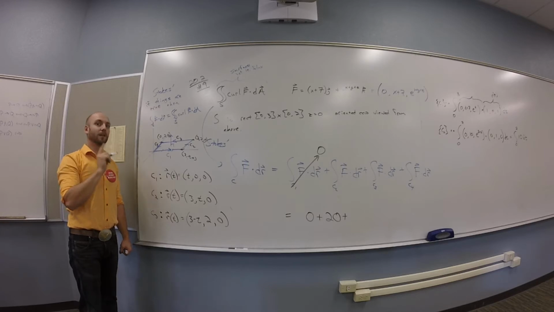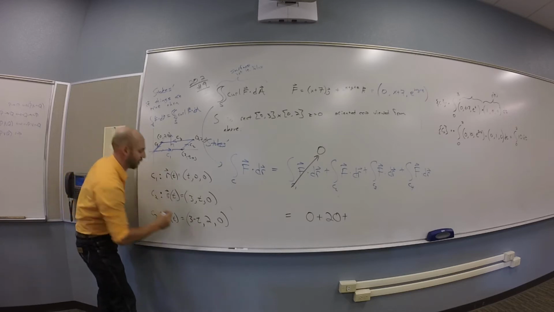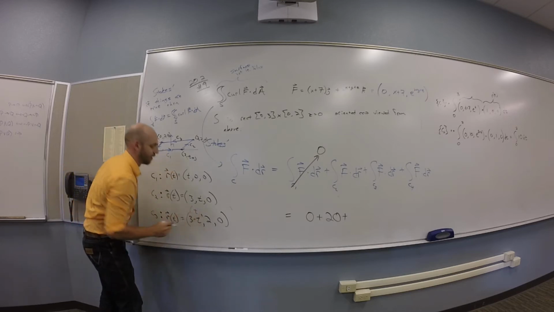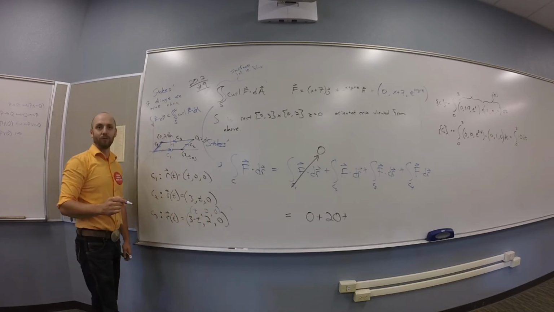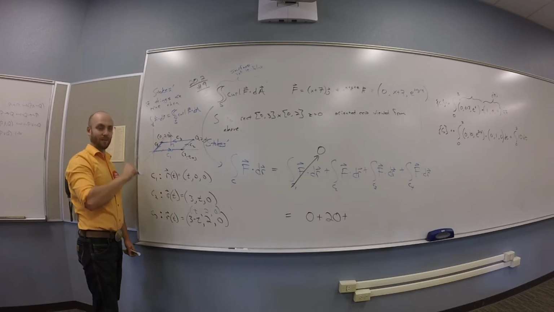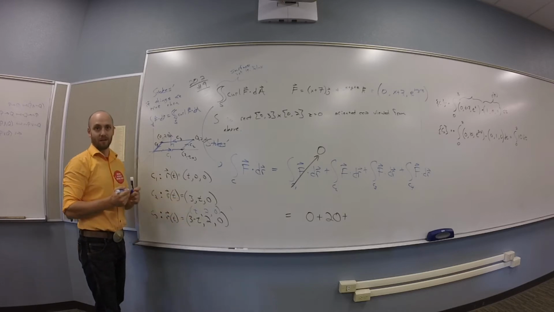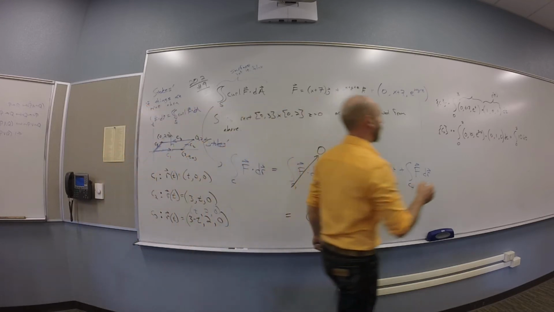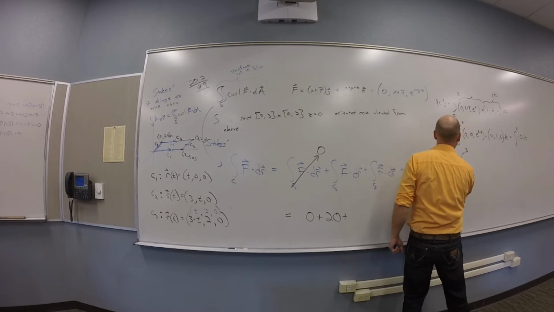You guys see that? An alternate parameterization would be to put a t in there and then do 2 comma 0, but then your bounds would run from 3 to 0 as opposed to this guy, which is going to run from 0 to 3. You guys see that? So you can pick one. I don't care how you do that. I'm going to run time forwards just because.